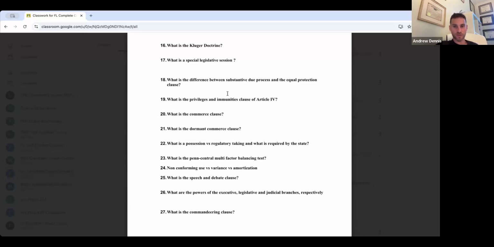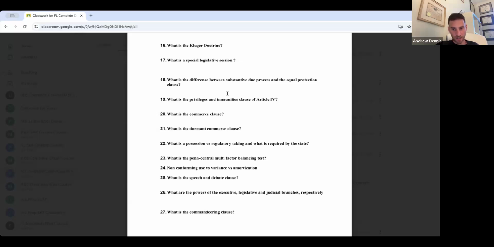What is the privileges and immunities clause of Article 4? That means that they're discriminating against out-of-staters, right to travel, or like they're charging higher rates for commercial fishing licenses. And then Commerce Clause, that's about Congress, federal Congress. They can regulate the channels, instrumentalities, and economic activities of interstate commerce. A dormant Commerce Clause means that states cannot enact laws or legislation that would discriminate against interstate commerce or unduly burden interstate commerce.